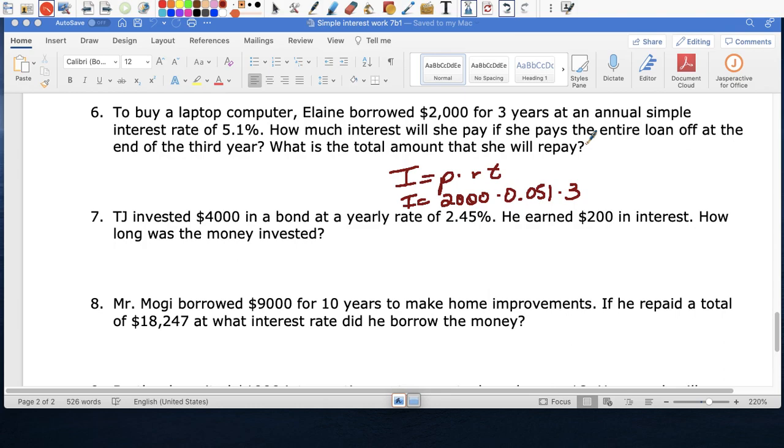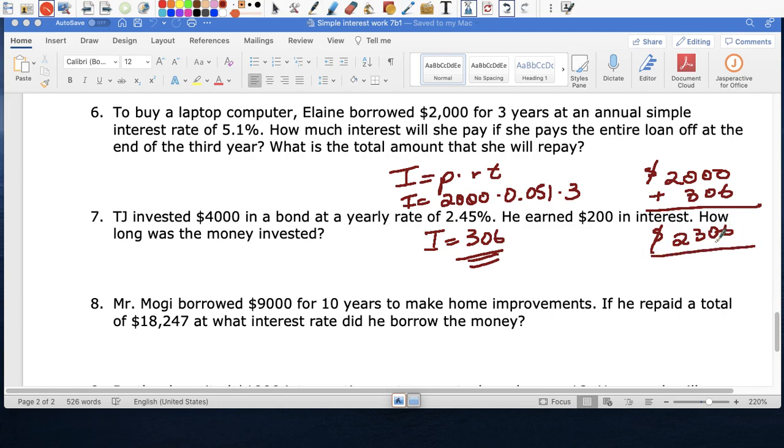2,000 times 0.051 times 3. So in addition to the $2,000 that she paid for her computer, she has to pay back $306 in interest to whoever lent her the money. So at the end of the 3 years, when everything's paid for, her laptop that was priced at $2,000 was actually $2,306.